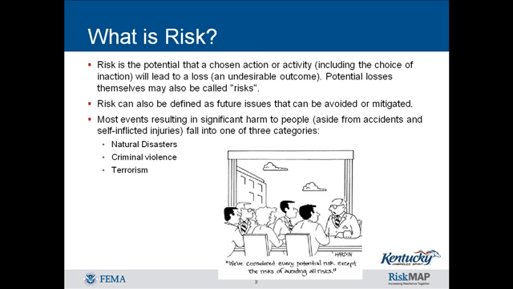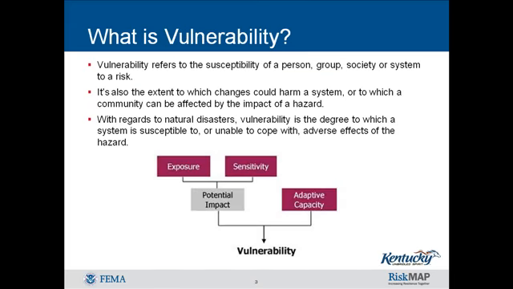Risk can also be defined as future issues that can be avoided or mitigated rather than present problems that must be immediately addressed. Vulnerability refers to the susceptibility of a person, group, society, or system to a risk, such as physical or emotional injury or attack. It's also the extent to which changes could harm a system or to which a community can be affected by the impact of a hazard.